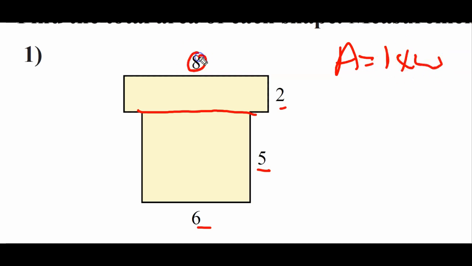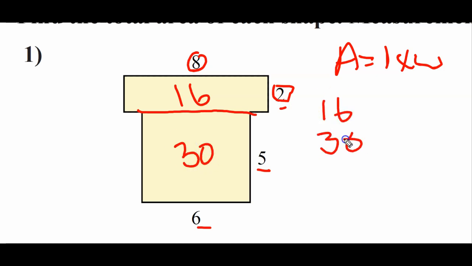So what's 8 times 2? 16. What's 5 times 6? 30. And then I add both of those, which I get what? 46. 6 plus 0 is 6, and then 1 plus 3 is 4. 46, okay?